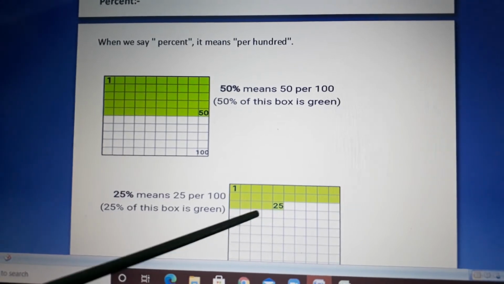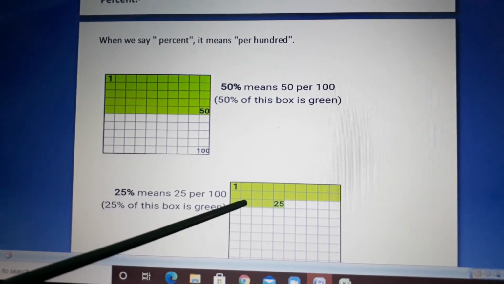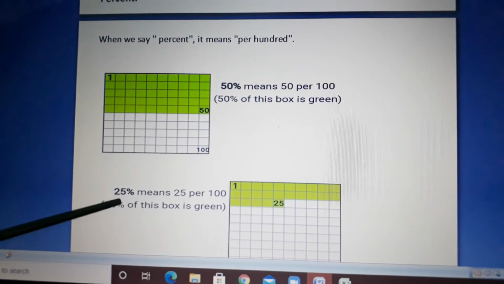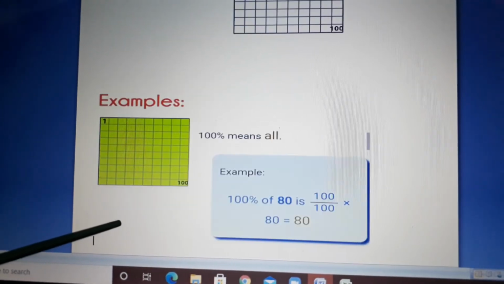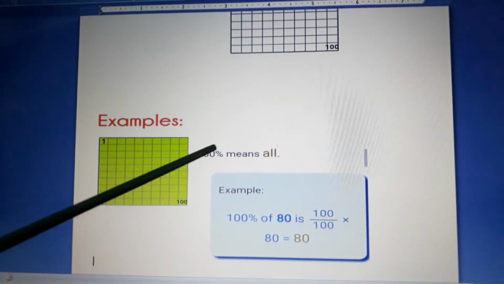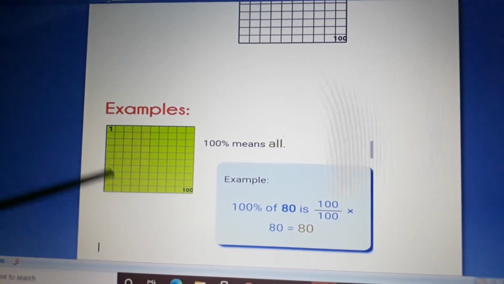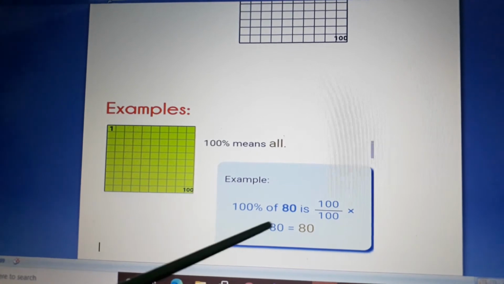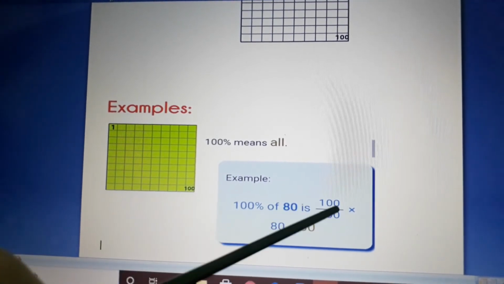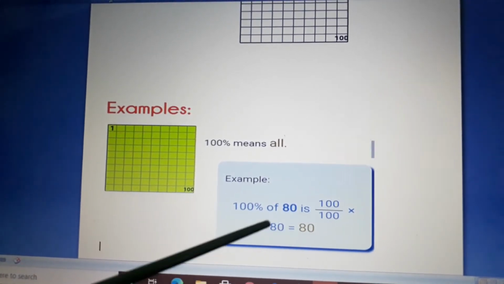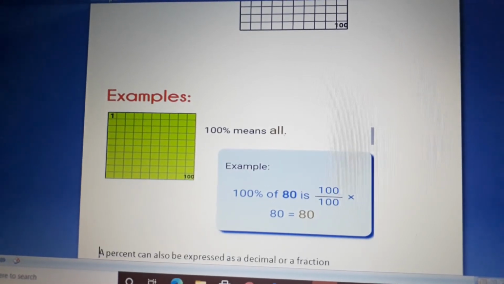Here in the box you can see shaded parts are 25. Okay, so 25% means 25 per 100. Next example, 100% means all 100 boxes are colored. Okay, and 100% of 80 is 100 upon 100 multiplied by 80 is equal to 80.